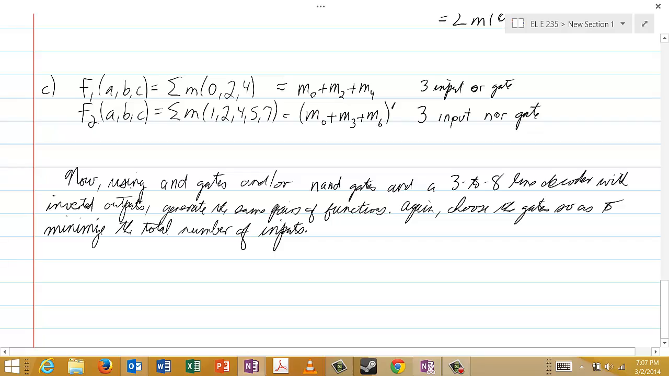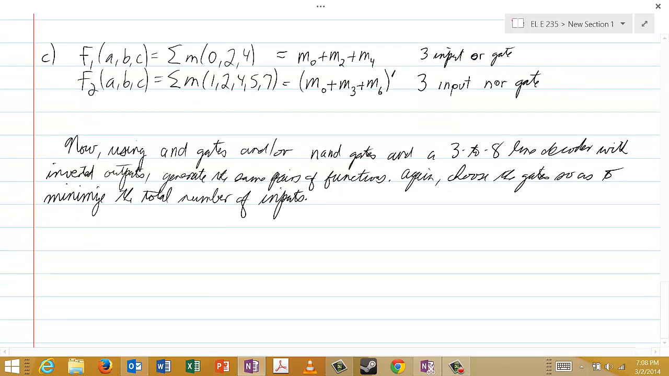So we're going to do exactly the same 3 pairs of functions that we want to generate, but now rather than using OR gates and NOR gates, we must use AND gates and NAND gates, and furthermore we must also use a decoder that has inverted outputs. In other words, we want one of the decoders that is a max term generator rather than a min term generator. So let's think about this.